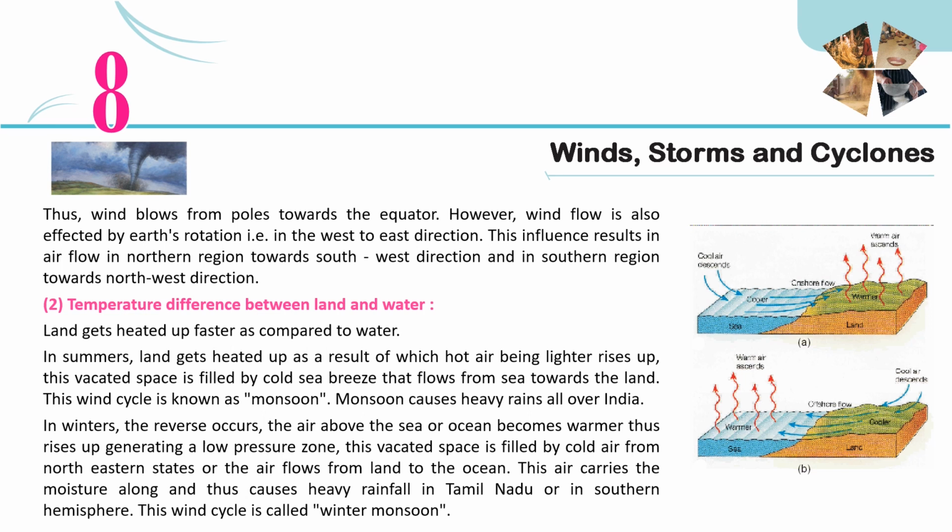In winters, the reverse occurs. The air above the sea or ocean becomes warmer, thus rises up, generating a low pressure zone. This vacated space is filled by cold air from northeastern states, or the air flows from land to the ocean. This air carries the moisture along and thus causes heavy rainfall in Tamil Nadu or in the southern hemisphere. This wind cycle is called winter monsoon.